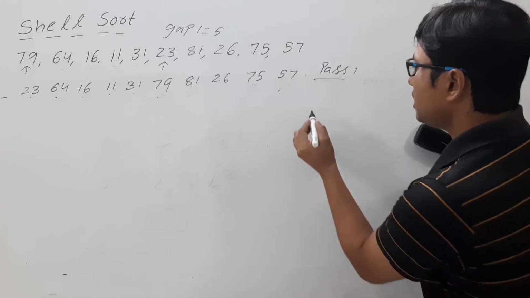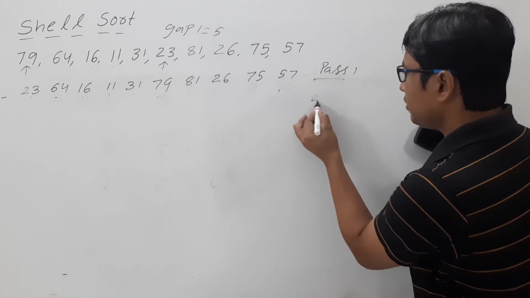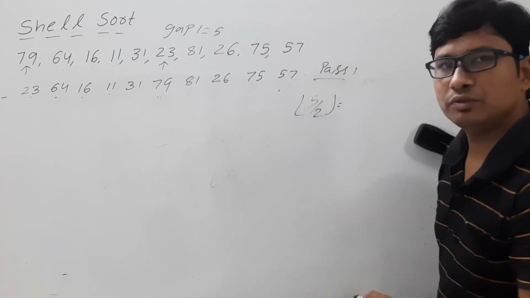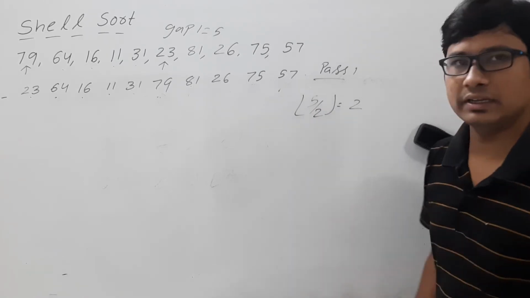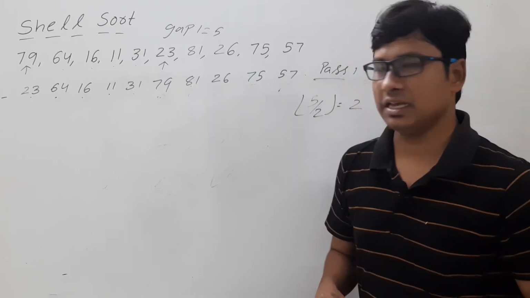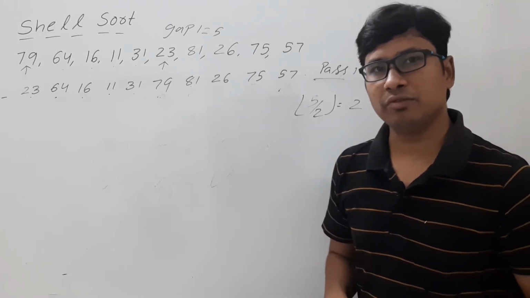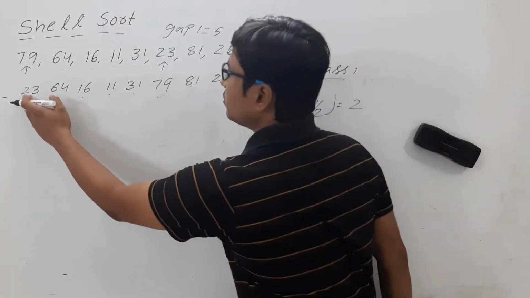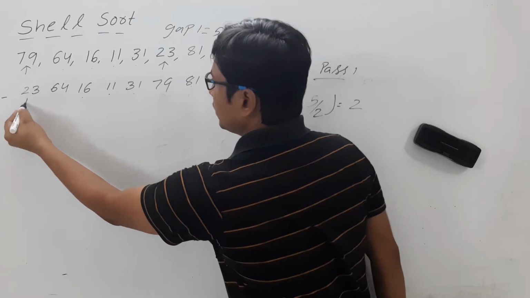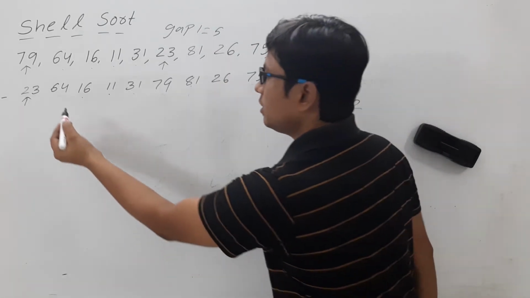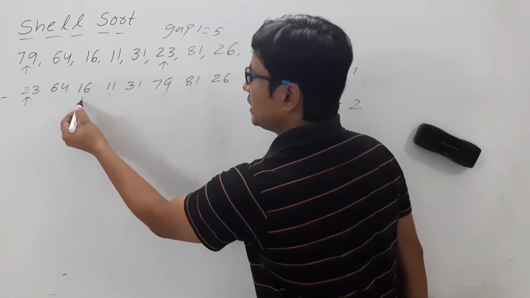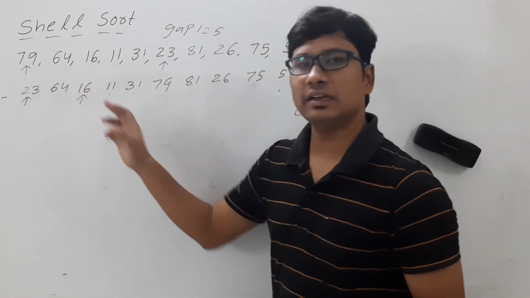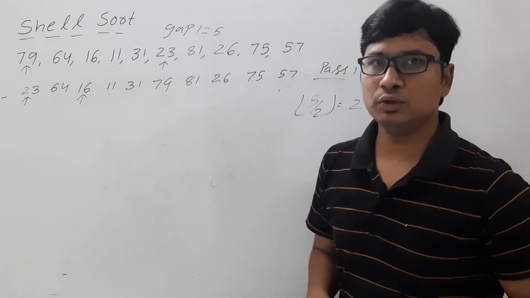Now I need to reduce the gap. How can I reduce? Previous gap is 5, so 5 by 2, I need to apply the floor. 5 by 2 floor is nothing but 2 only. So now I need to reduce the gap to 2 and perform the second pass of the shell sort. I will compare 23 with the element of gap 2, 1, 2. So 23 you need to compare with 16. Now 23 is greater than 16, so I need to swap them.